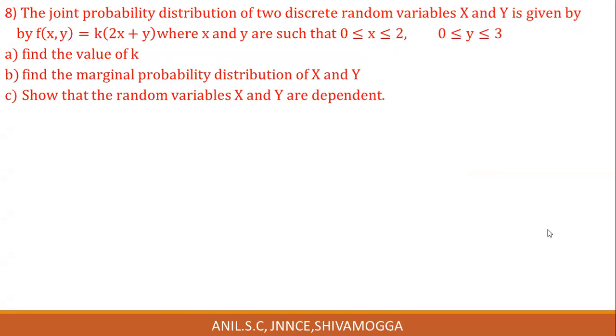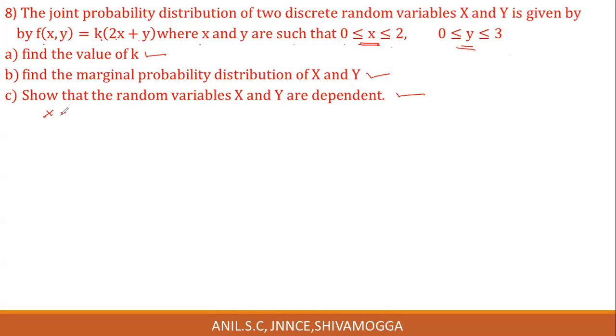The joint probability distribution of two discrete random variables x and y is given by f of x comma y is equal to k into 2x plus y, where x and y are such that 0 less than or equal to x less than or equal to 2. This is a closed interval, that means endpoints are included. 0 less than or equal to y less than or equal to 3. Here also endpoints are included. Find the value of k. Find the marginal probability distribution of x and y. Show that the random variables x and y are dependent.